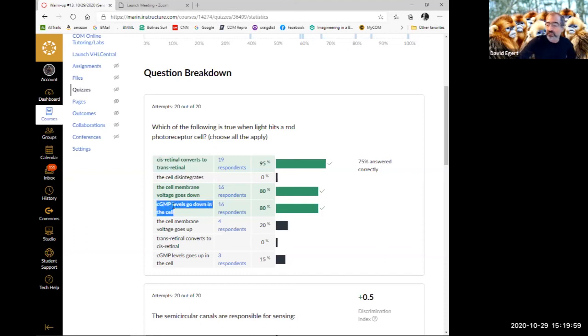So that's the next one. Cyclic GMP levels go down. When cyclic GMP levels go down, that closes the sodium channels. When sodium conductance stops, the cell membrane voltage goes down. And again, that is the actual electrical change. That's the transduction there, from light to an electrical change. So, and again, most people got that.